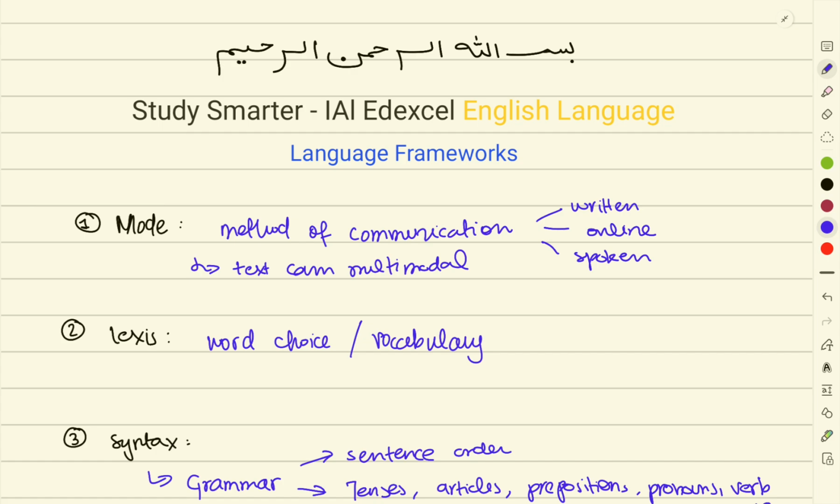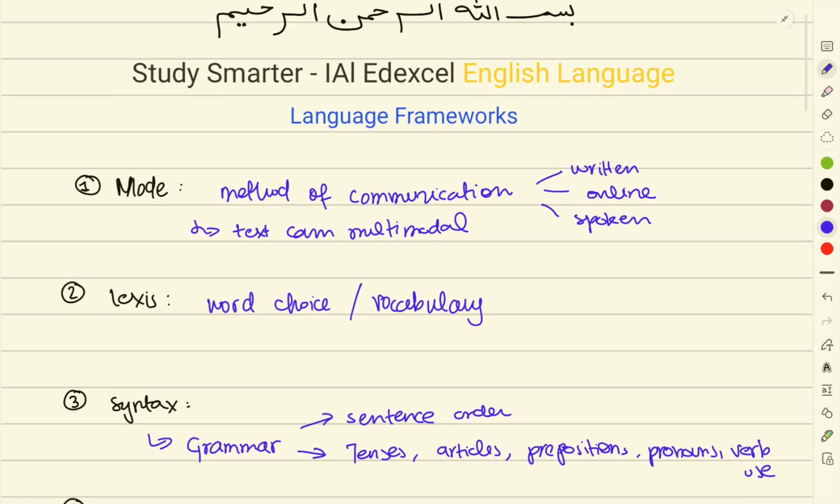With exams just around the corner, we can definitely understand how stressful things can get. So that's why we've decided to do a quick video explaining all the language frameworks which are common across the whole course of Edexcel English Language. These are applicable in all units, but they're more common and more useful in Unit 1 and Unit 3. So we begin, Bismillah.